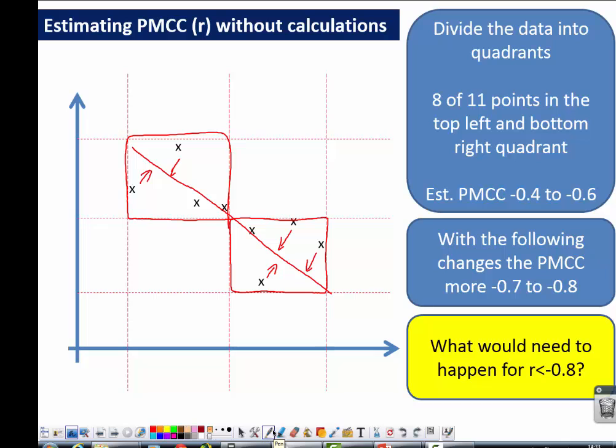Alternatively, another way we can make our correlation stronger and more negative is by adding points closer around our line of best fit. If we weren't allowed to move the points, so we can't change our data, but we are allowed to add new data, if we added data around our line of best fit, you can now see our data is even more strongly correlated in a negative sense, so our value will be less than minus 0.8.